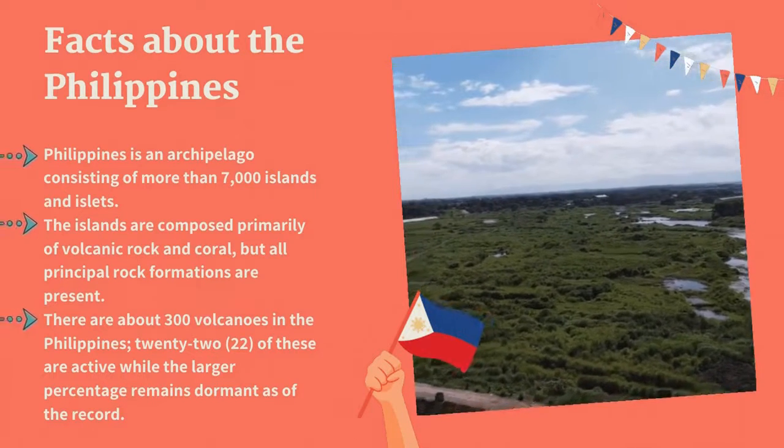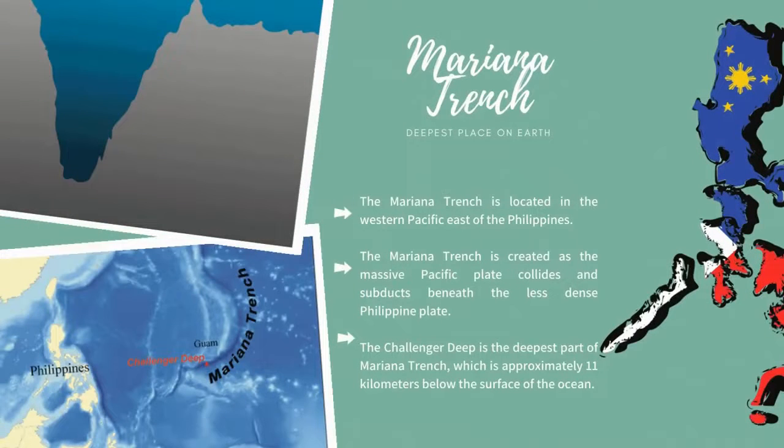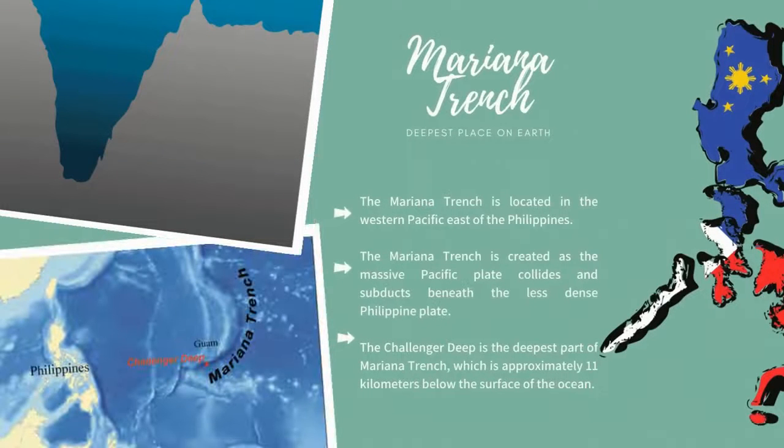There are about 300 volcanoes in the Philippines, many of which are active while the larger percentage remains dormant as of the record. The Mariana Trench is located in the western Pacific east of the Philippines. Mariana Trench is created as the massive Pacific plate collides and subducts beneath the less dense Philippine plate. The Challenger Deep is the deepest part of Mariana Trench, which is approximately 11 kilometers below the surface of the ocean.